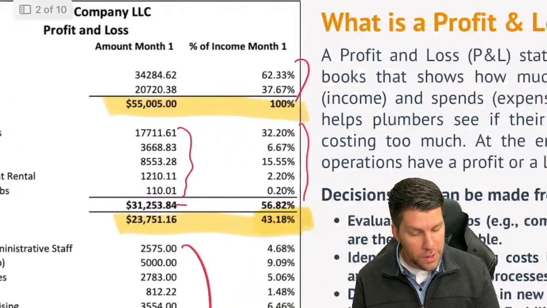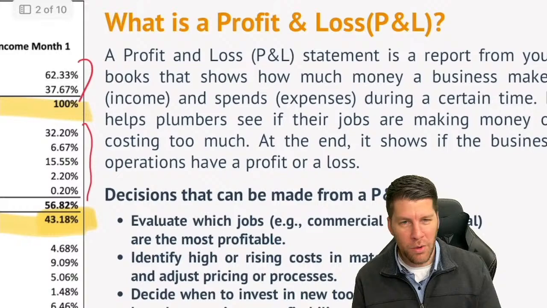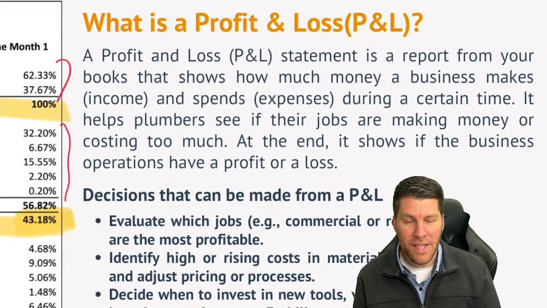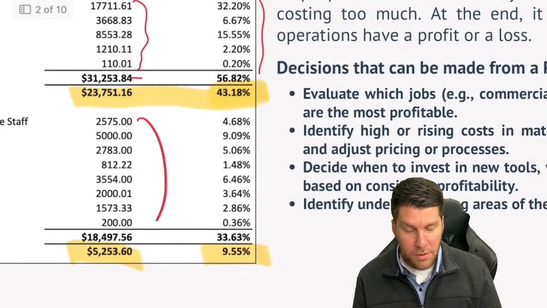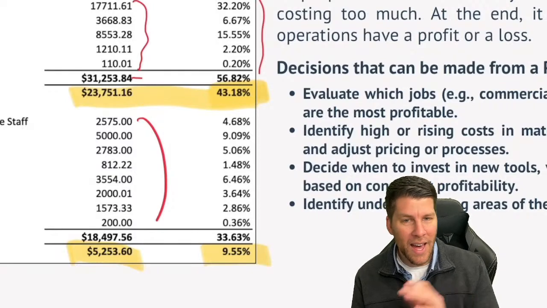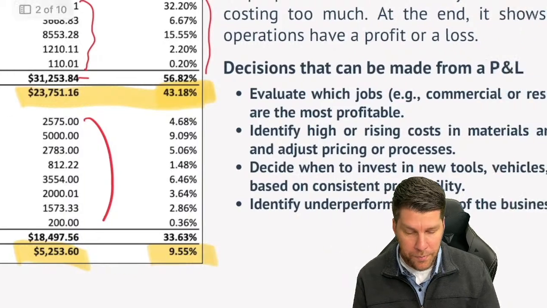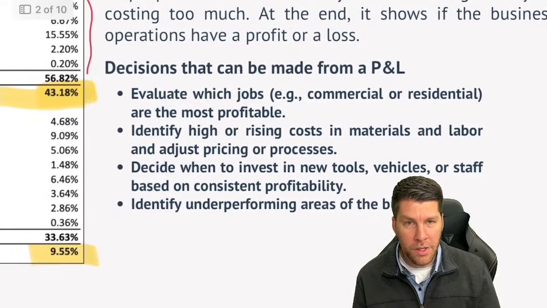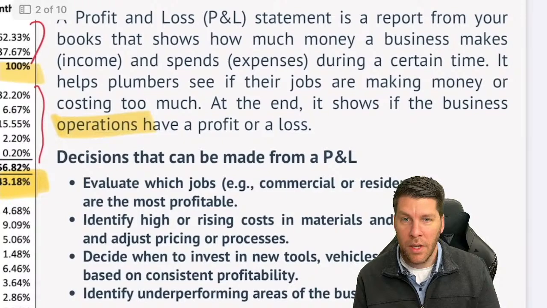So one quick side note about profit and losses in general, it does not actually show the total number of dollars and cents that is actually in the business. Like you're not going to see this $5,253 in your actual bank, because that does not include actual debt service. So debt service will go to the cash flow statement, which is a different video that we'll get into later. But the profit and loss shows the profit and or loss of the operations of the business.